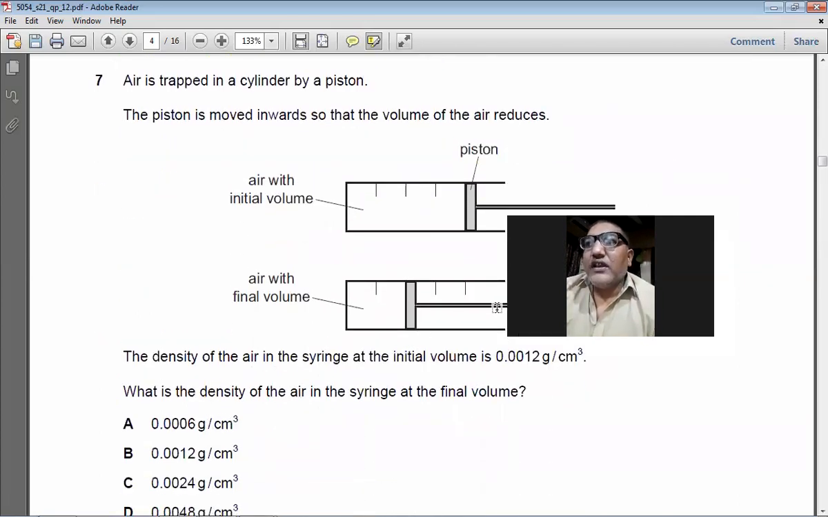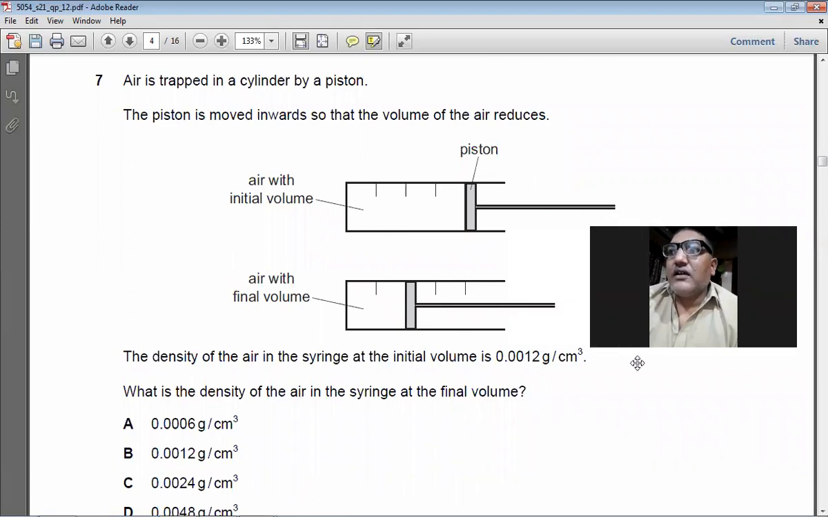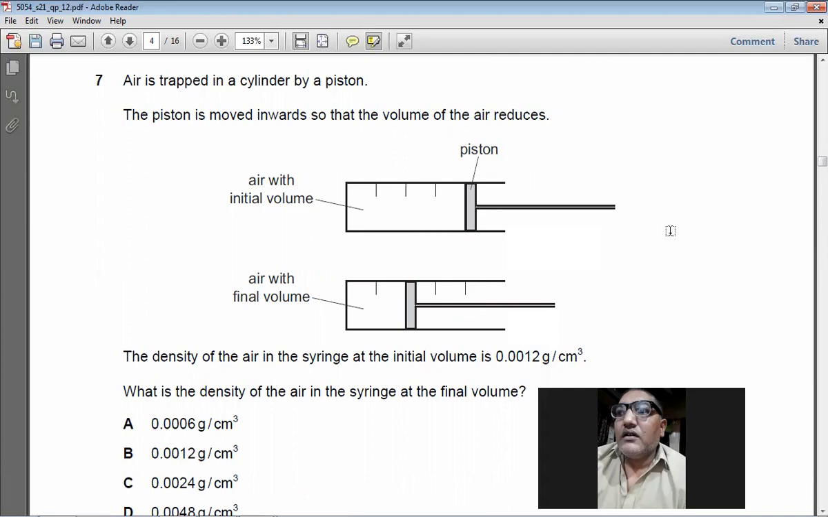Okay, so on your screen, the next question is coming up. Air is trapped in a cylinder by a piston. The piston is moved inwards so that the volume of the air reduces. So we are talking about gas, which is inside a cylinder. The piston is coming into the cylinder. Here, if you count how much is the volume, just count 1, 2, 3, 4. So here the volume of the air is 4. Here the volume of the air is 2.